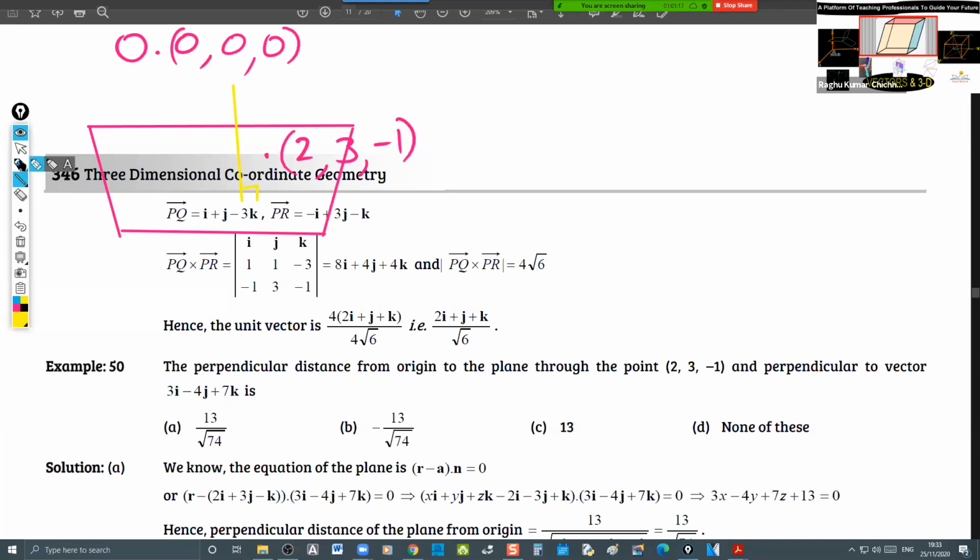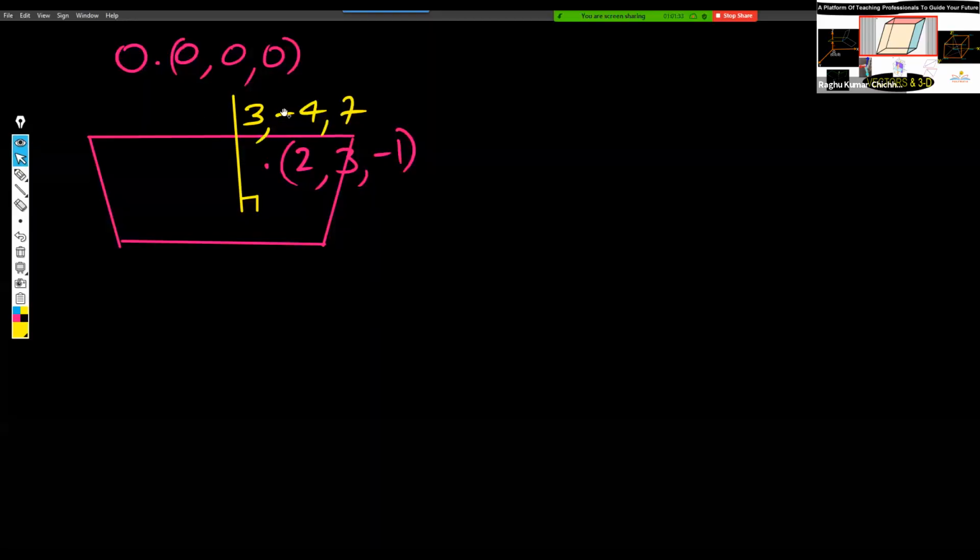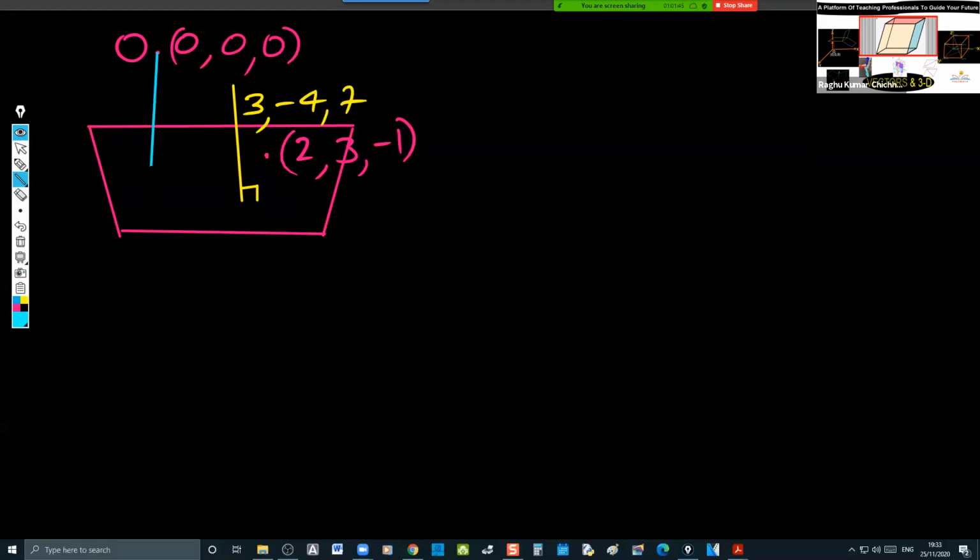Which vector is it? 3, minus 4, 7. Of course, it is not a point. I'm writing DRs, not keeping them in brackets. This is the data given. And what is to be found out? You have to find out the perpendicular distance from the origin to the plane. This is the distance to be found out.